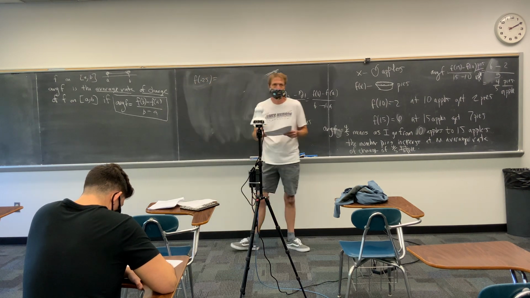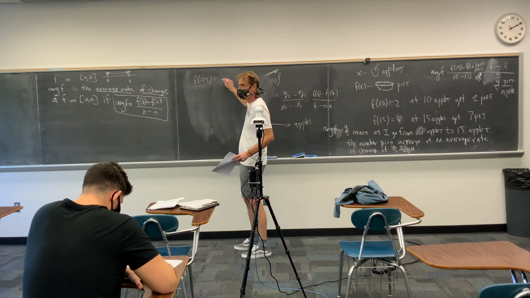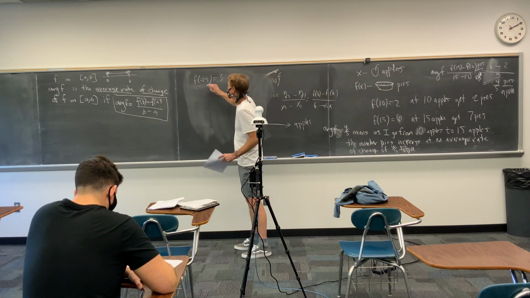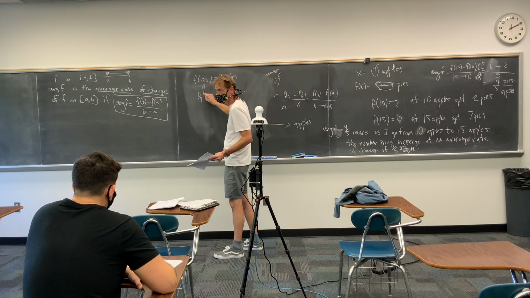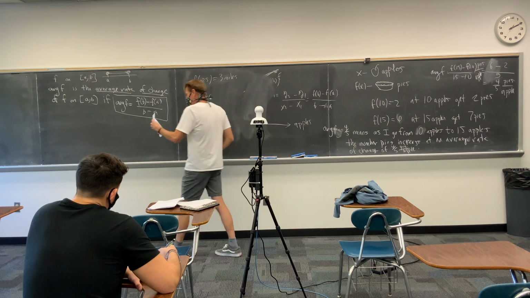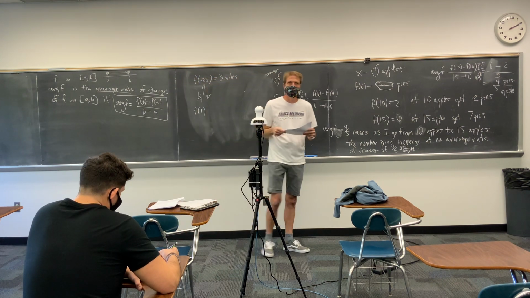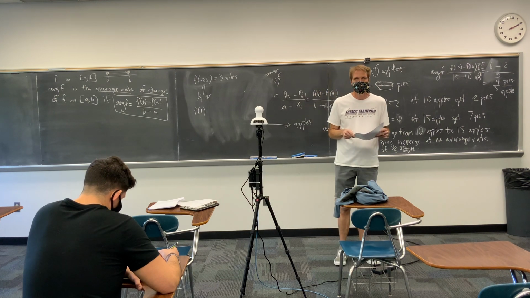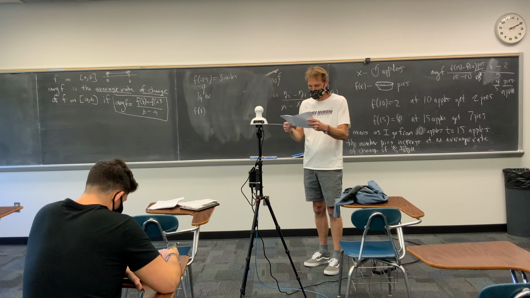F of 0.25, now say out loud. What do you think it is? F of 0.25 is what? 3 miles. This is 1/4 of an hour. Okay, so now look at f of 1. F of 1 is what? Look at the graph.